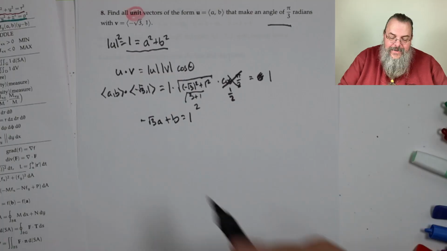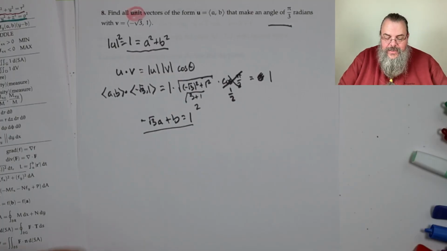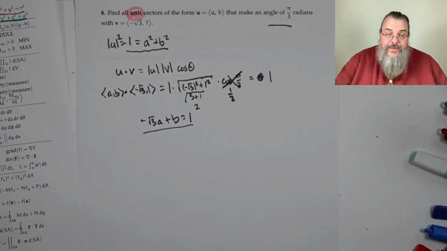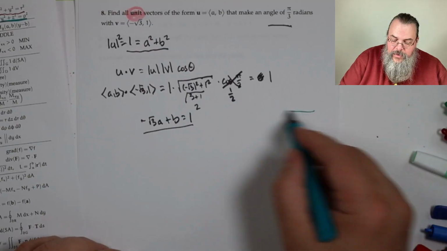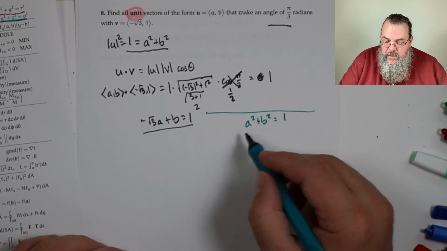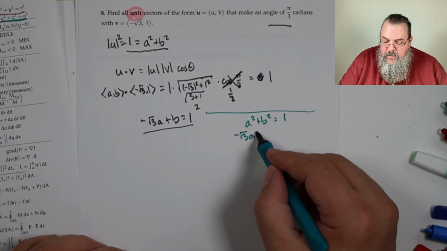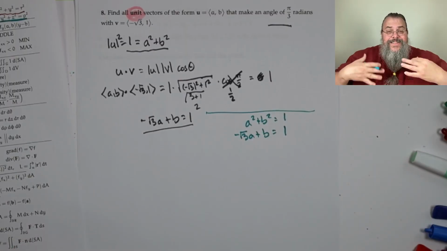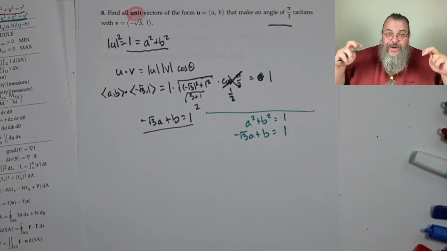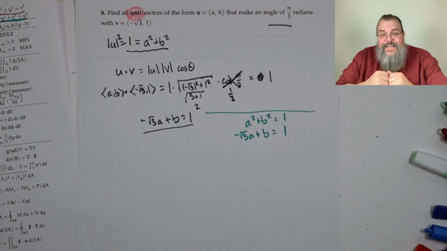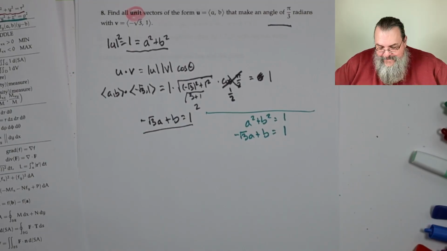Nice. Now, that's another equation. So at this stage, let's put our equations together. 2 equations: a squared plus b squared equals 1, and minus root 3a plus b equals 1. Now, unfortunately for us, this is a little bit subtle because it's not just the 2 equations, 2 unknowns that we're used to. There's a square involved. That makes things a little bit more dicey, but not impossible.